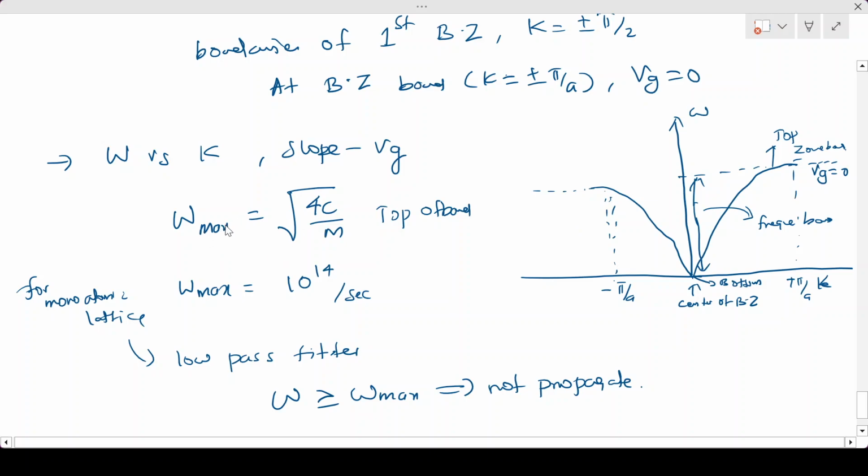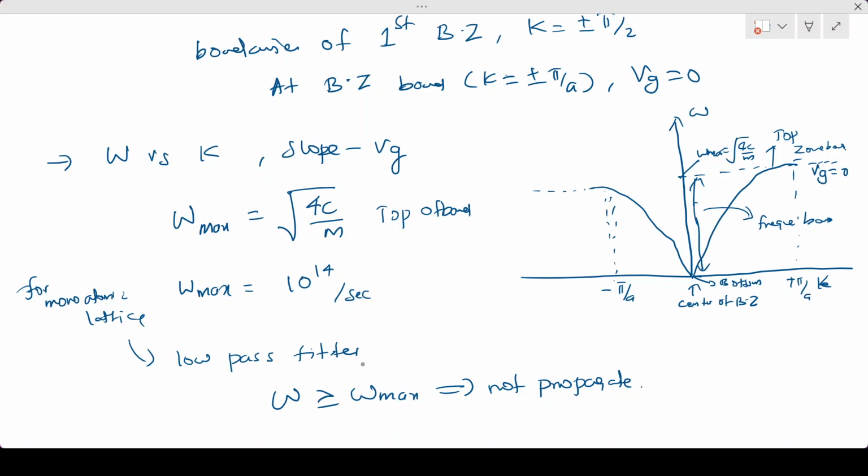You can find the maximum frequency allowed: this is the point where omega max comes. Omega max is equal to root 4c by m. This is the top of the band, and this is the bottom of the band. This is the frequency band. Frequency band means only frequencies in that interval will be allowed to propagate within the solid, in the case of a monoatomic solid. Omega max will be 10 raised to 14 per second for a monoatomic lattice, which can be considered a low pass filter because it won't allow frequencies greater than omega max.